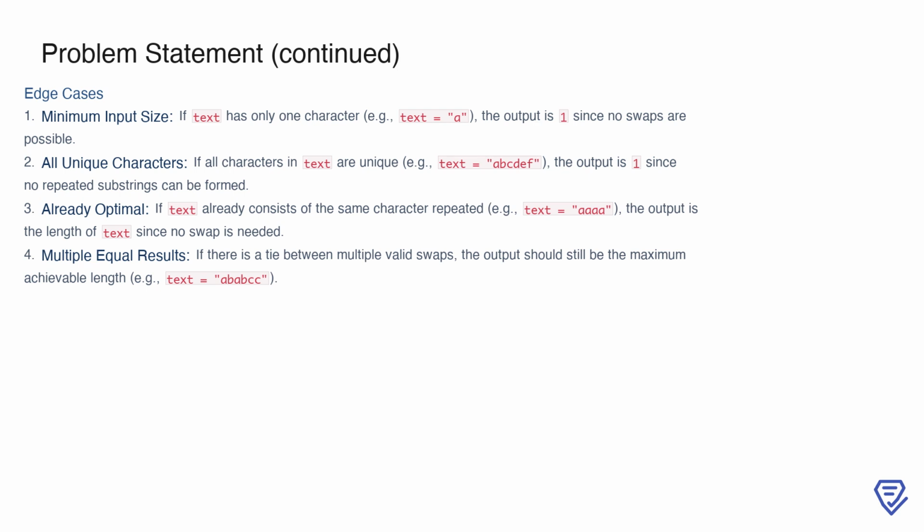Finally, let's discuss some edge cases. If the string has only one character, such as a, the output is 1 because no swaps are possible. Similarly, if all characters in the string are unique, like abcdef, the output is also 1, as no repeated substrings can be formed. On the other hand, if the string is already composed of the same repeated character, such as aaa, the output is simply the length of the string, since no swap is needed. In cases where multiple valid swaps lead to the same maximum length, the result should still reflect the highest achievable length. These edge cases help clarify how to handle different scenarios that might arise while solving the problem.